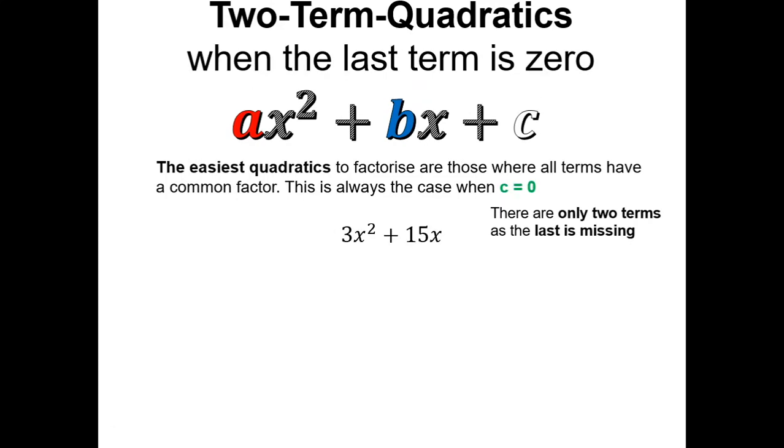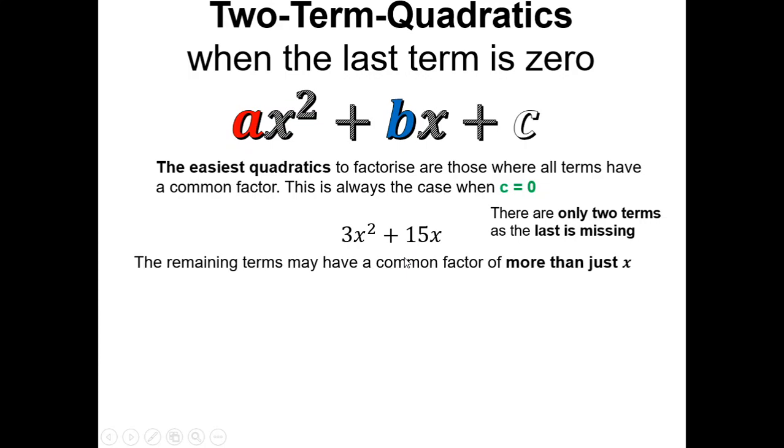Let's see another example. Again, I've got a quadratic here because it's got an x squared term, but it's only got two terms. I'm missing the last term. There is no number term on its own. I just have an x squared term and an x term. And as always, when the last term is missing, the remaining two terms do have a common factor, but be careful because this time they have more than just x as a common factor. A factor could be a number, a letter, or both. In this case, they've got a common letter, but they also have a common number. Both of these terms could be divided by 3, and both could be divided by x, so we could factor out 3x.